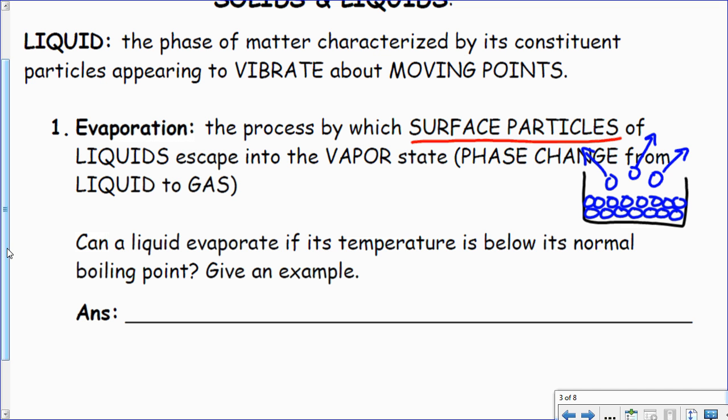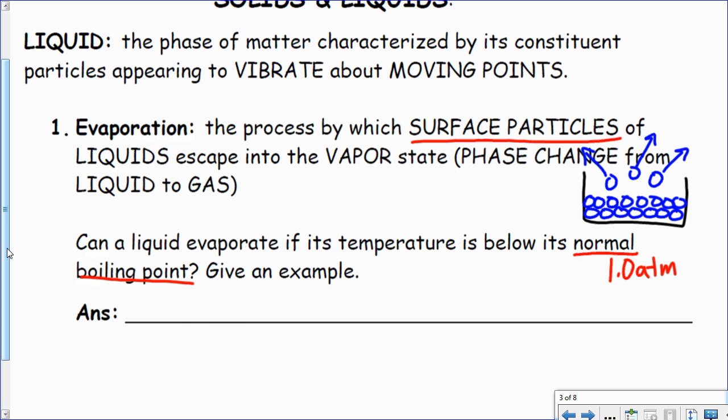So we ask, can a liquid evaporate if its temperature is below its normal boiling point? Give an example. A normal boiling point is what it would normally boil at atmospheric pressure, 1.0 atm. Can we get something to boil below normal atmosphere? And the answer is yes. There's a bell jar that we like to use, or exactly like this: if you go up on top of a mountain, you will be boiling water. If you want to cook noodles in Colorado on top of a mountain while you're camping, you have to cook them for longer because the water boils at a lower temperature.